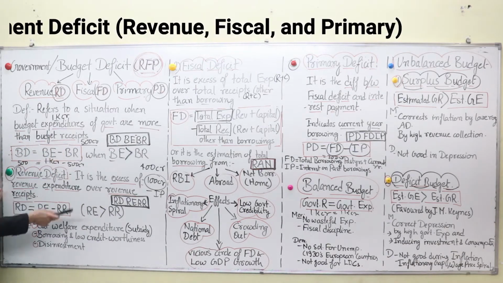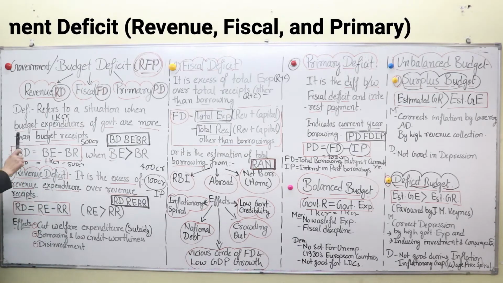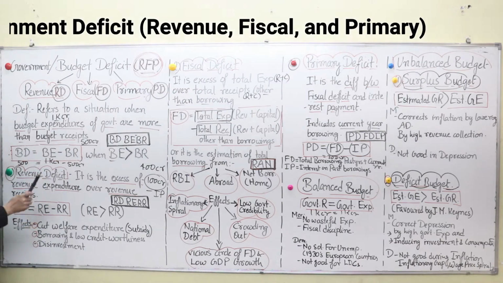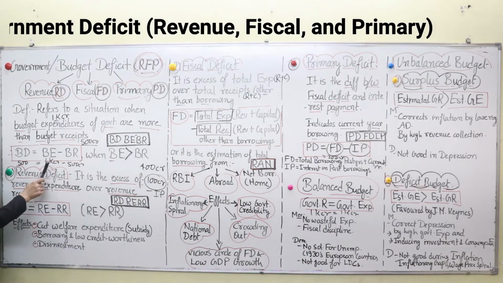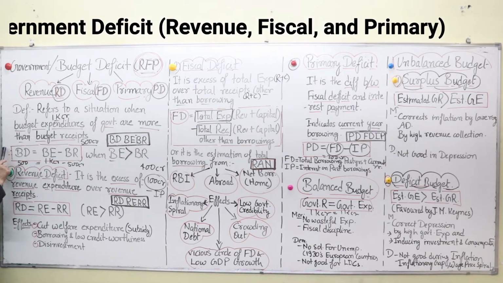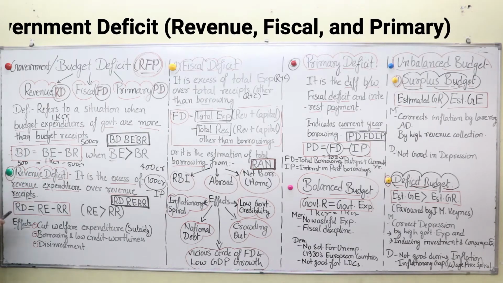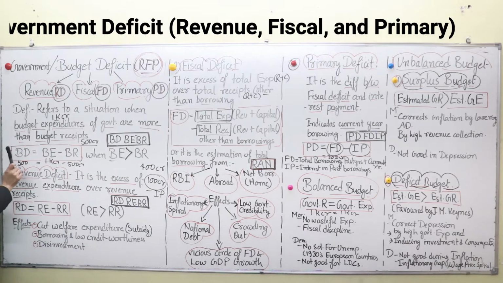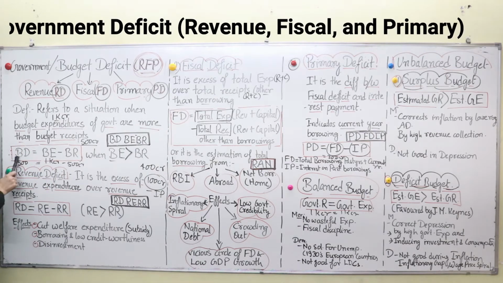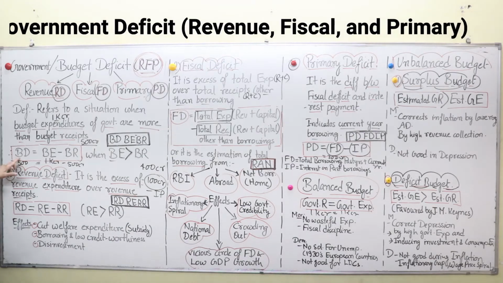So here we have taken, if our expenditure is 1000 crores and our revenue is only 500 crores, so what is the deficit? 1000 crore minus 500 crore, the budget deficit is your 500 crore, and the formula or the equation you can say for budget deficit is BD is equal to BE minus BR. Now what is BD? BD is budget deficit, abbreviated form.